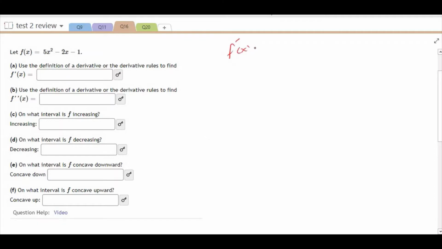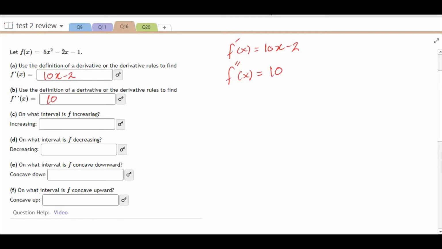F prime of x is equal to 10x minus 2. And then f double prime of x is equal to 10 in this case. So the answer here is 10x minus 2. The answer here is 10.